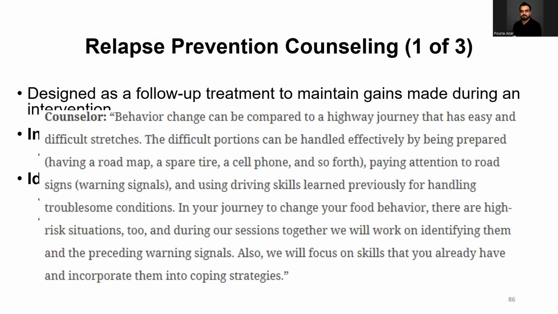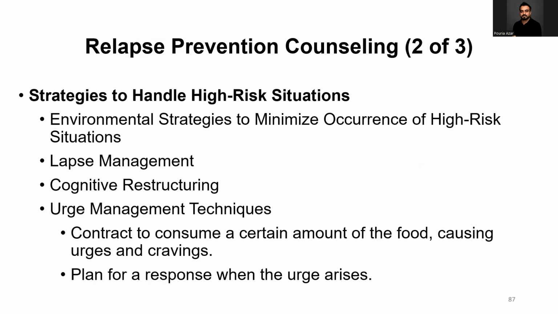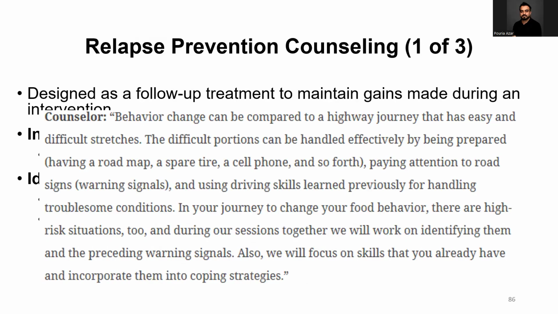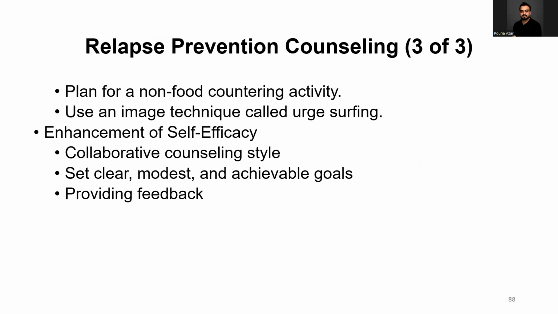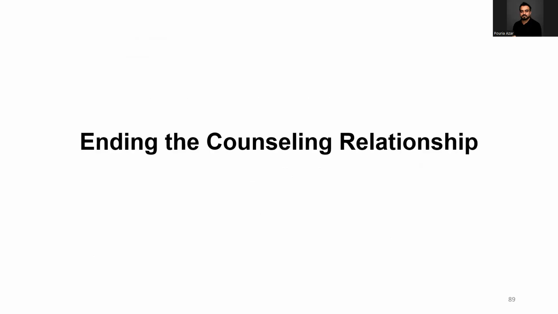And this is an example of how to do that. Here is a script to do that. So there are some strategies to handle high-risk situations like lapse management, cognitive restructuring, urge management techniques like a contract to consume a certain amount of the food causing urges and cravings. Have a plan for a response when the urge arises. Plan for a non-food countering activity, use an image technique, and so on and so forth.